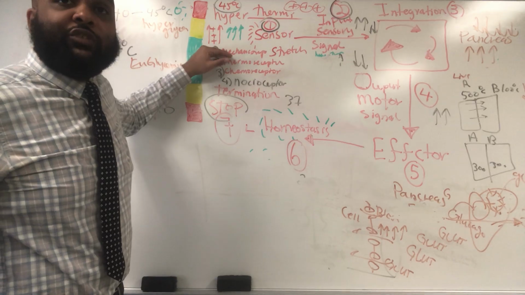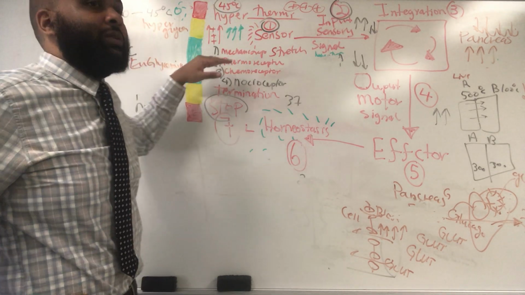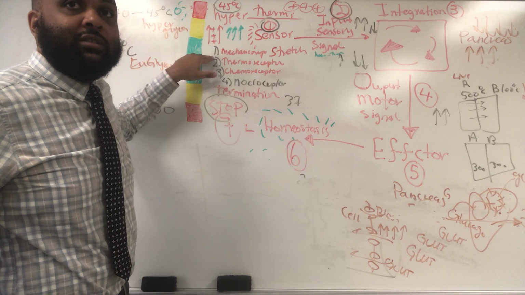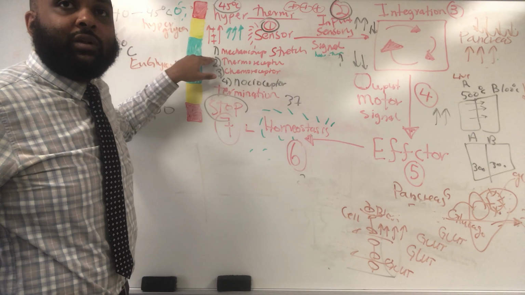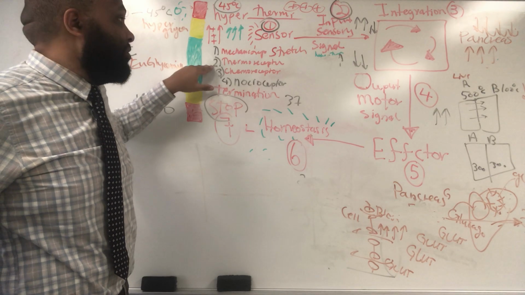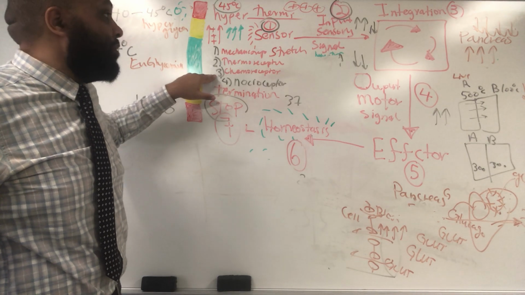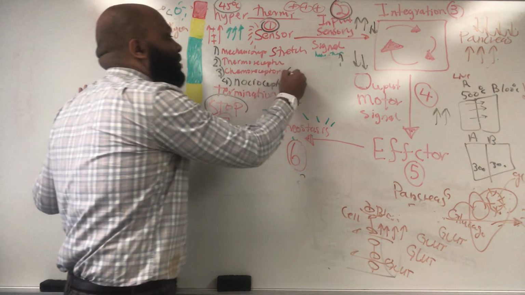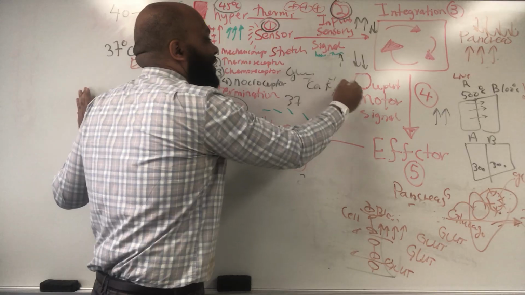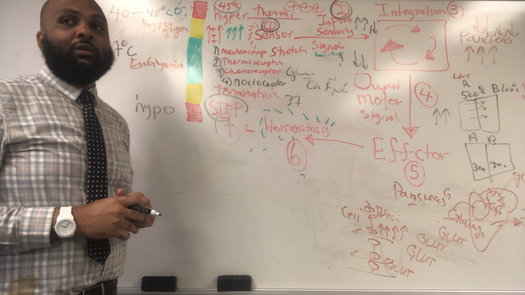So who's going to detect that the blood pressure went down? Is it a mechanoreceptor or a stretch receptor? Is it a thermoreceptor? It's not a thermoreceptor. Is it a chemoreceptor? Not a chemoreceptor. Are we dealing with a chemical? Are we dealing with glucose? Are we dealing with calcium, potassium, sodium? Blood pressure? No.